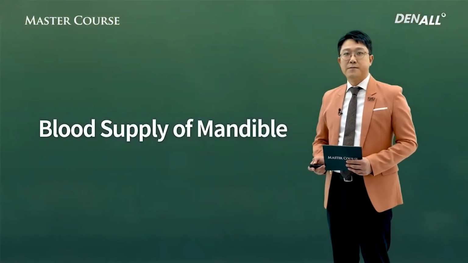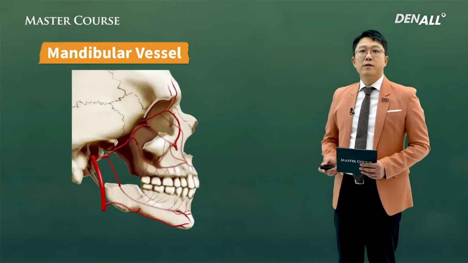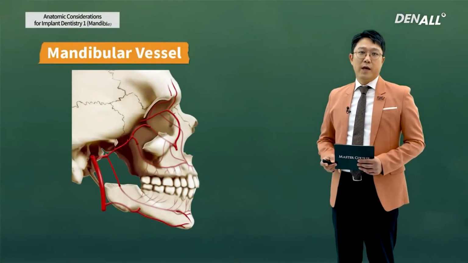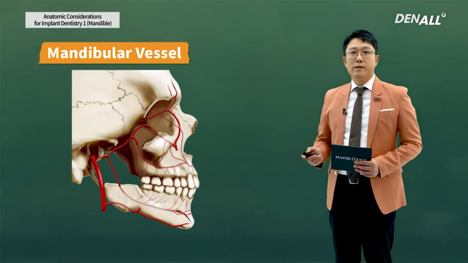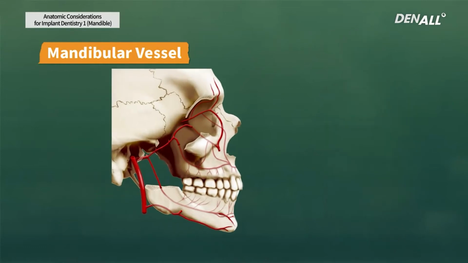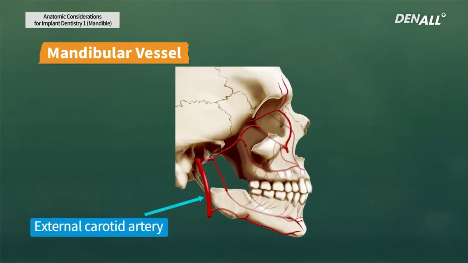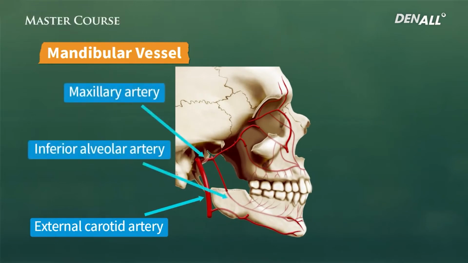Next, blood supply of the mandible. The blood supply comes from the heart, so jawbone blood is supplied from below. From the external carotid artery branches the maxillary artery. From there branches the inferior alveolar artery, which goes through the mandibular foramen and into the inferior alveolar canal.